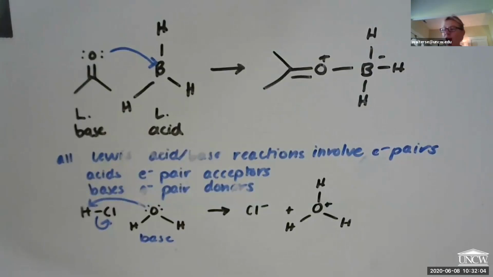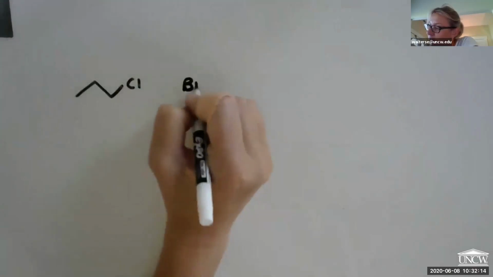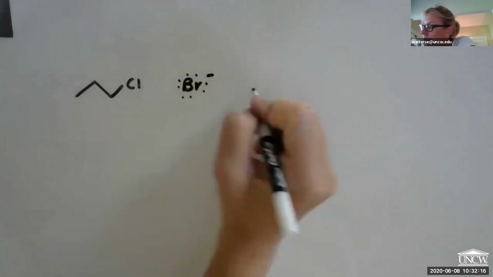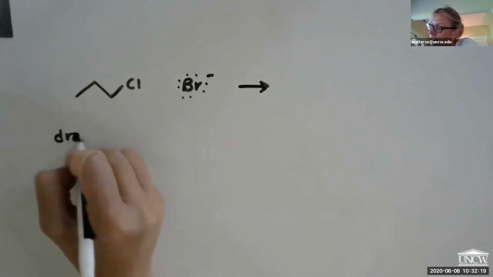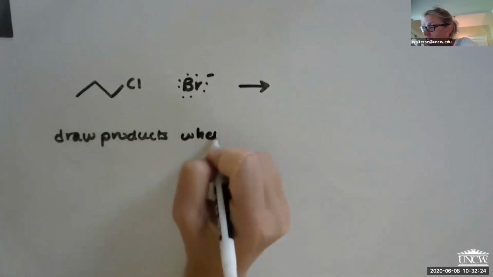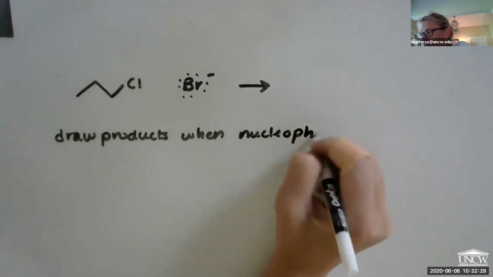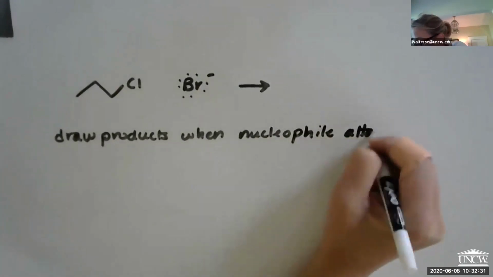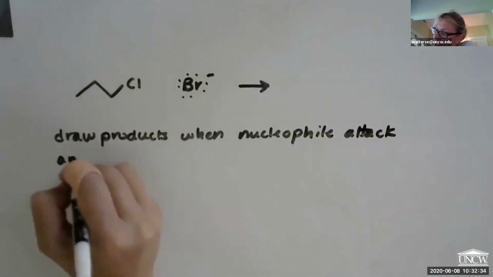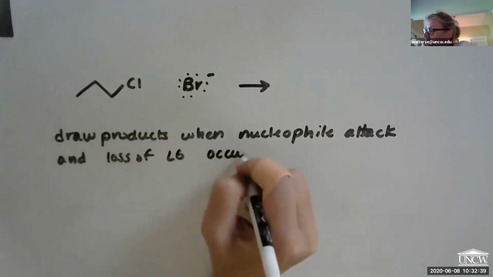steps. So now you guys know about substitution. But if you remember back from that last question that Ursula had asked about, where you were told to draw the products, and then you were told the patterns of reactivity: when nucleophilic attack, which is one of your chapter 6 patterns of reactivity, and loss of leaving group occur in one step.